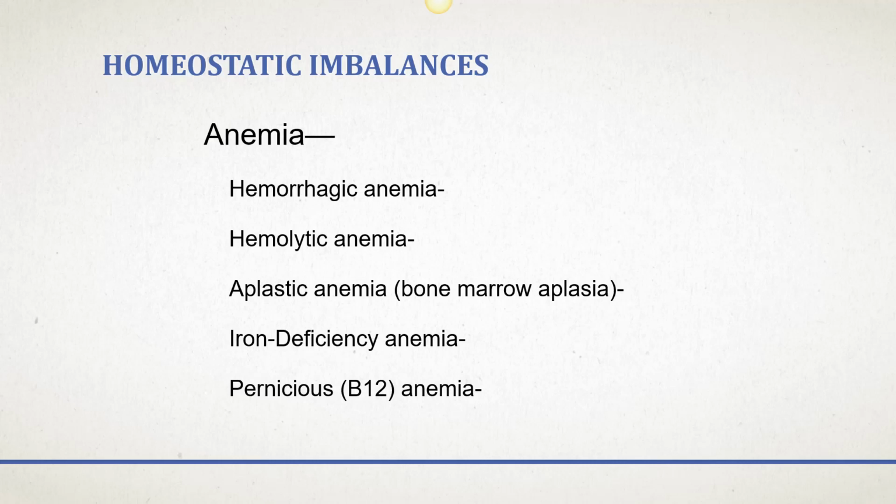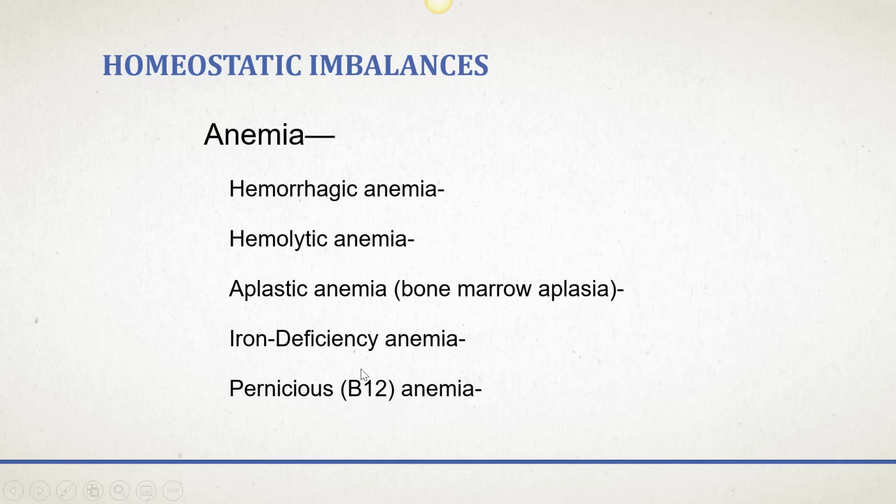So hemorrhagic anemia is when you're bleeding out. Hemolytic anemia is when your red blood cells are bursting open. That's usually due to misshapen hemoglobin. Aplastic anemia is due to aplasia in the bone marrow. In other words, the stem cell that's supposed to produce red blood cells just isn't producing enough red blood cells.